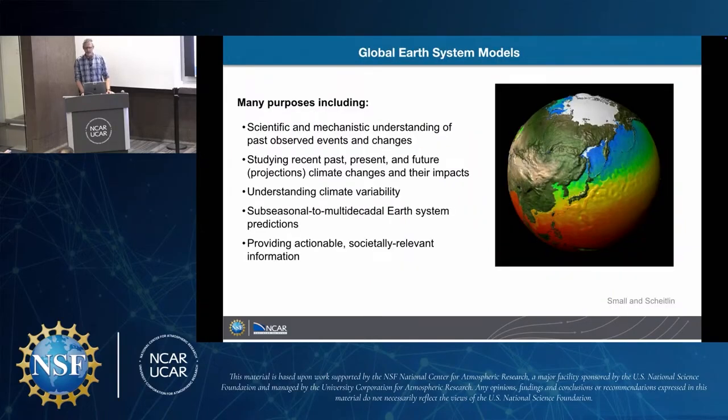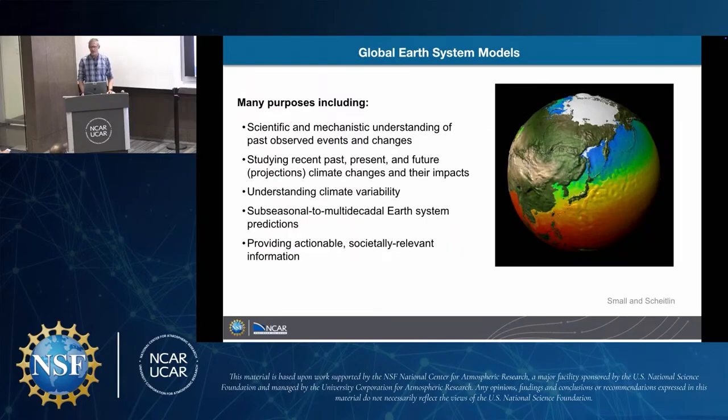So these models, they serve many purposes. They're there to gain scientific and mechanistic understanding of past observed events and changes. We use them to study recent past, present, and future, including projections, climate change, and their impacts. We use them to understand climate variability. It's really important to understand how the climate is varying and why it's varying when you're trying to study something like climate change. We can also use them to do subseasonal out to multi-decadal Earth system predictions or research into Earth system predictability, trying to understand where and when and how we can make skillful predictions.